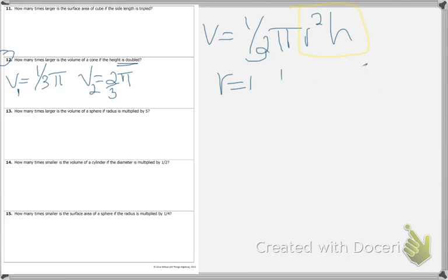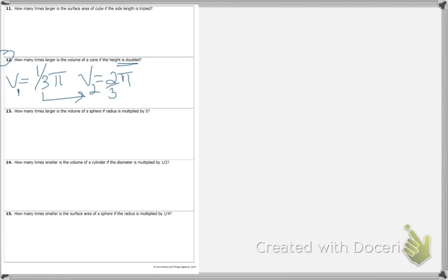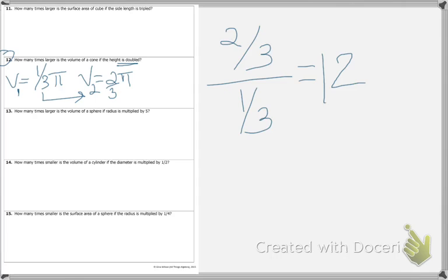Okay, so we want to find out what our change is, or how much it grew, or it became smaller. Well, it went from smaller to bigger. So that means if it went from smaller to bigger, we're going to have to do 2/3 divided by 1/3. And if we take care of that, our answer is 2, or 2 times.